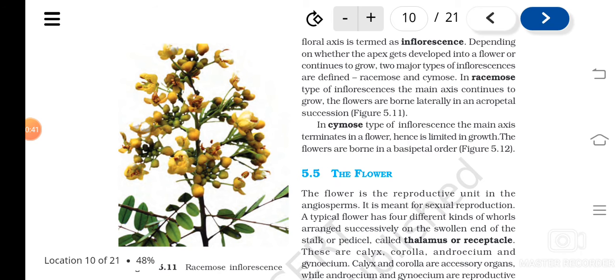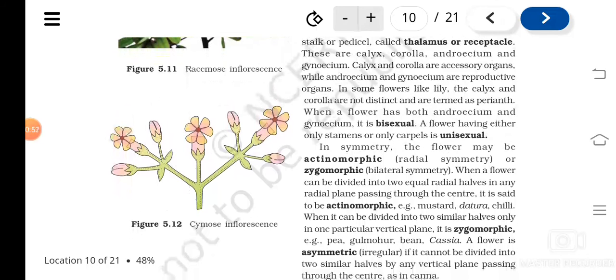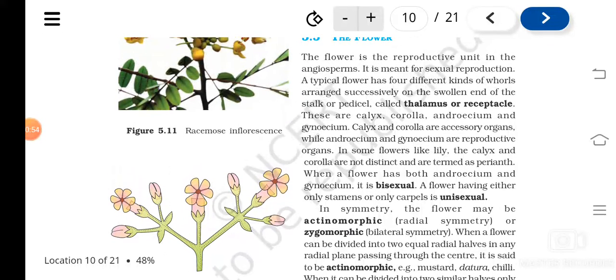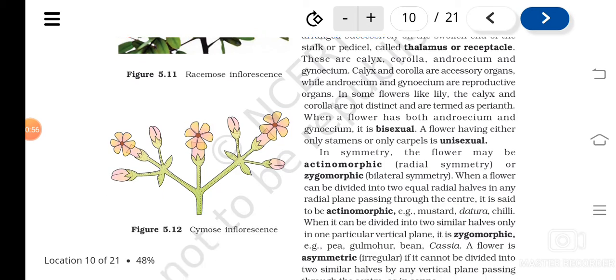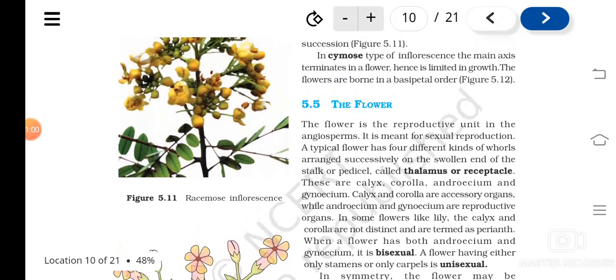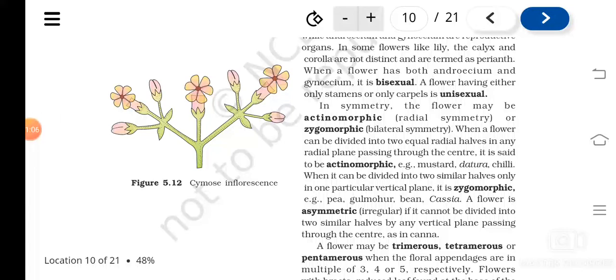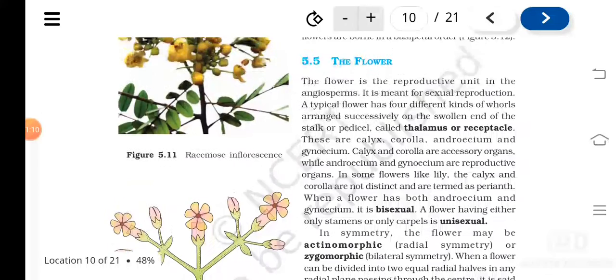In cymose, what happens? The main axis terminates in a flower and it has limited growth. It terminates in a flower and then the other flowers. Inflorescence means a group of flowers only, isn't it? The other flowers will grow on the stalk in a basipetal order. Understood? So this is racemose and cymose inflorescence.